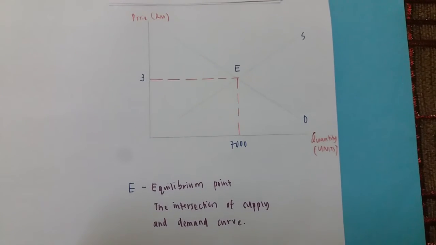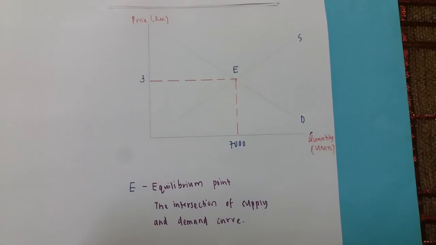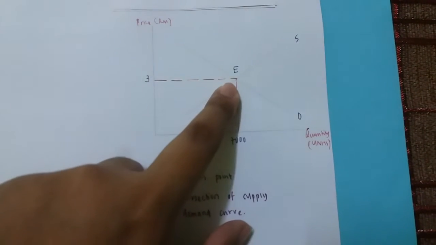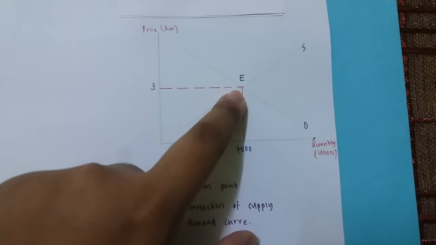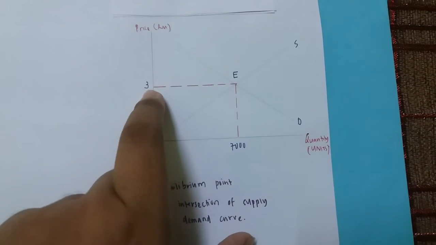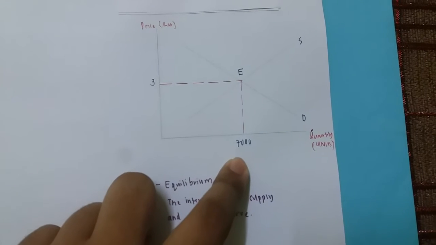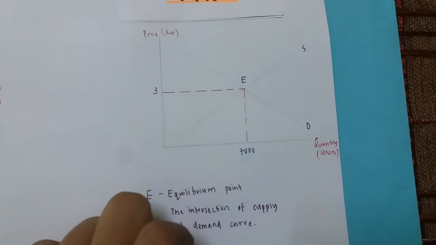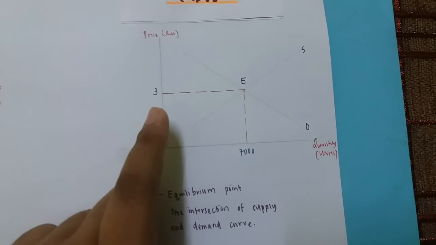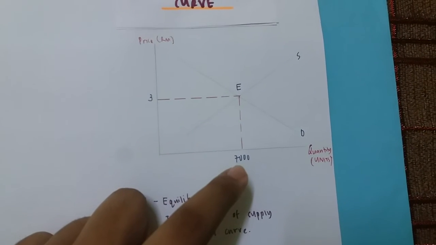Another way to determine market equilibrium is by using demand and supply curve. We can determine equilibrium by using the intersection point. When there is an intersection point between supply and demand curve, that intersection point we call the equilibrium point. For example, for this supply and demand curve, the intersection point is at point E. The coordinate of point E is 3 on the Y axis and 7,000 on the X axis. So, the equilibrium price is RM3 and the equilibrium quantity is 7,000 units.